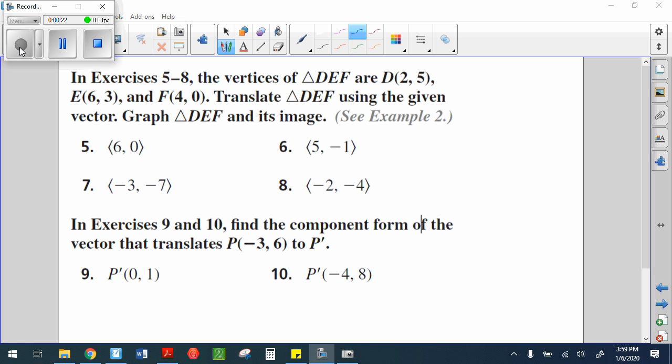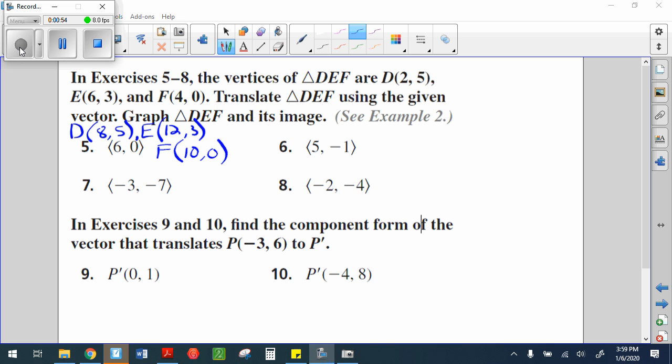All right, so for number 5, we're translating by the vector 6, 0, which means we're going to the right 6. So we're going to add 6 to each of the values. So D is going to add 6 to the 2. So 6 plus 2 is 8, comma 5. E, we're going to add 6 to 6, so 12, comma 3. And F, we're going to add 6 to 4, so 10, comma 0.